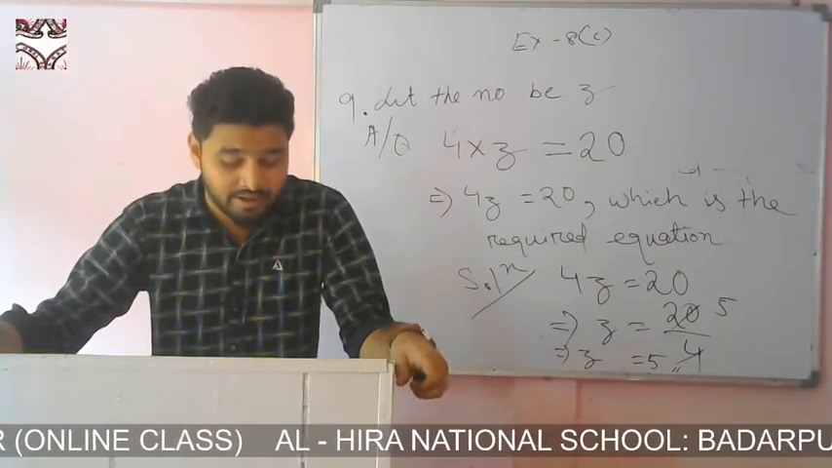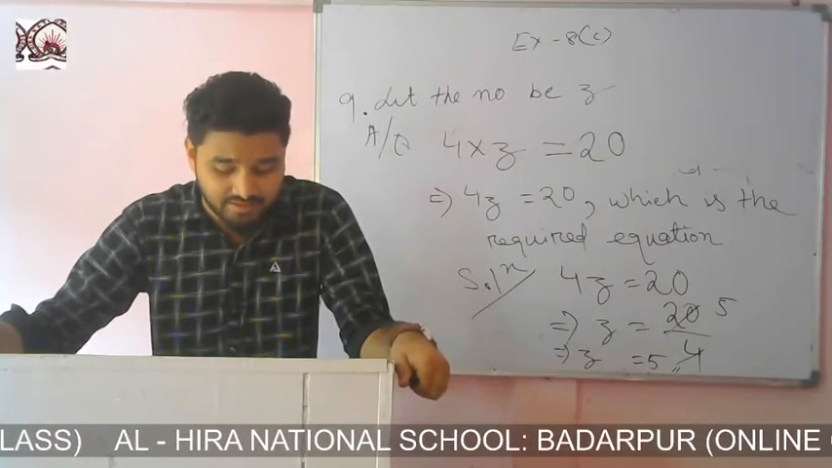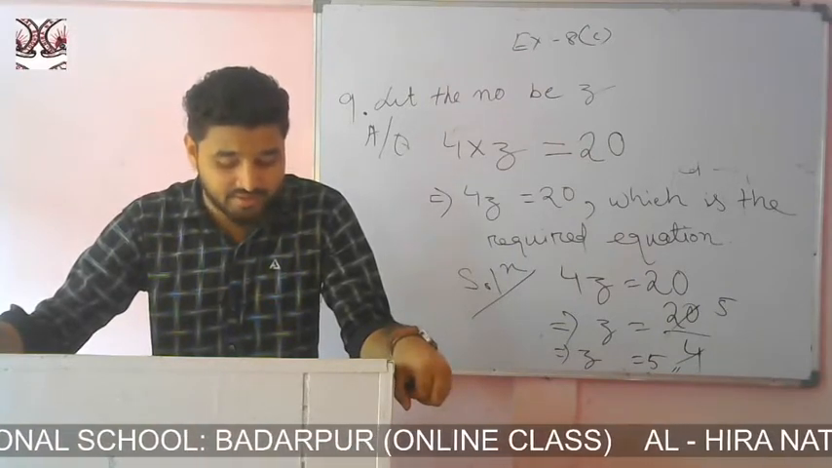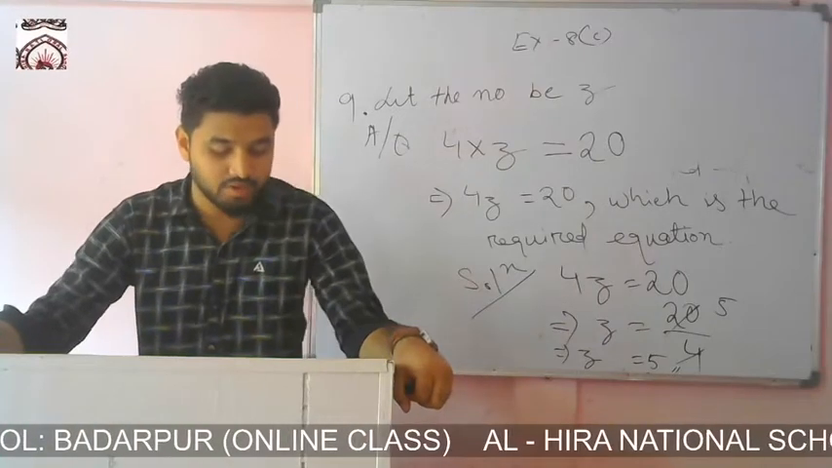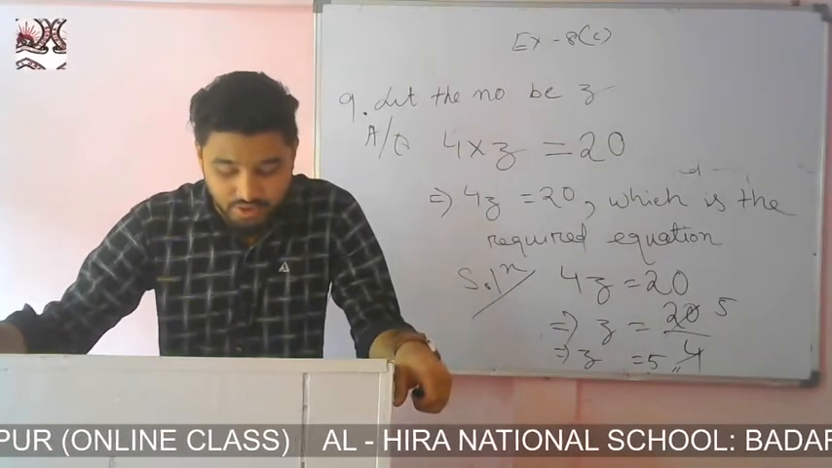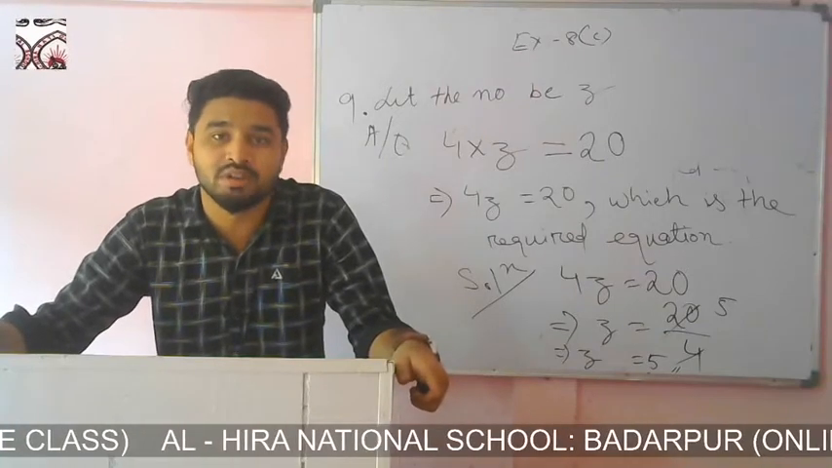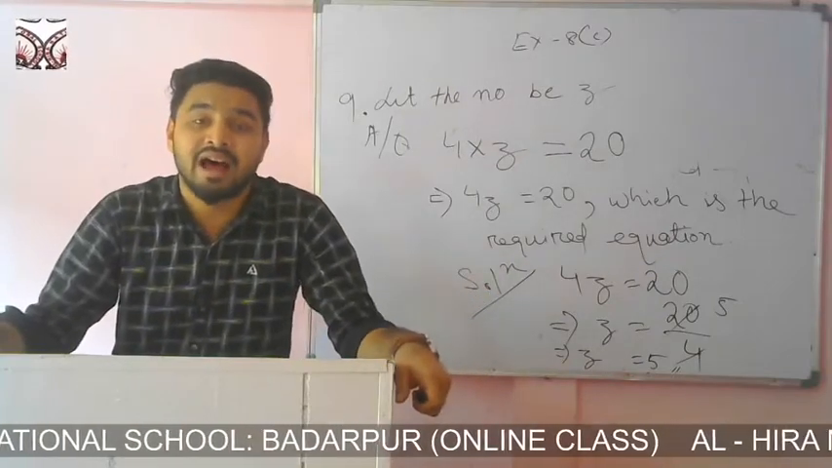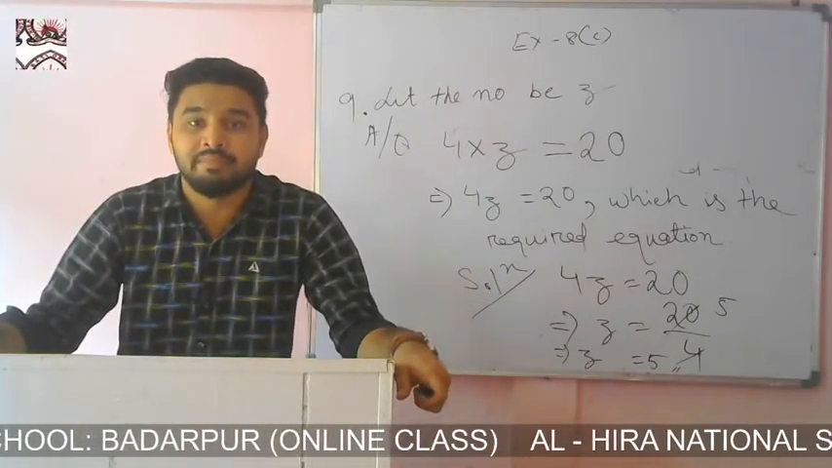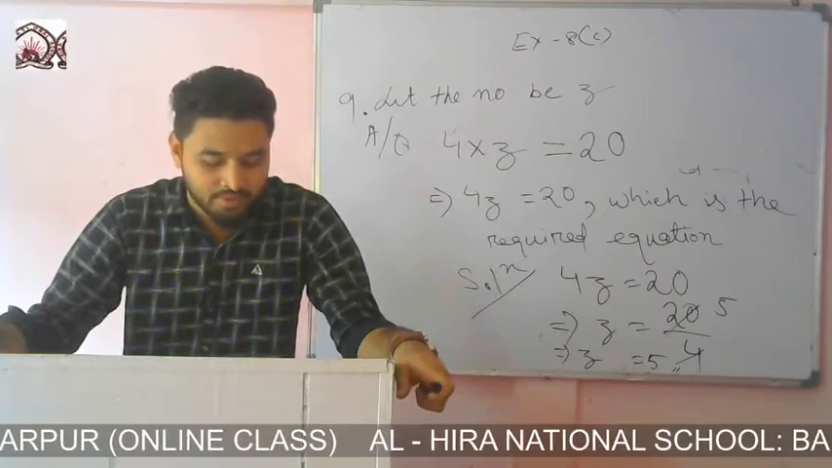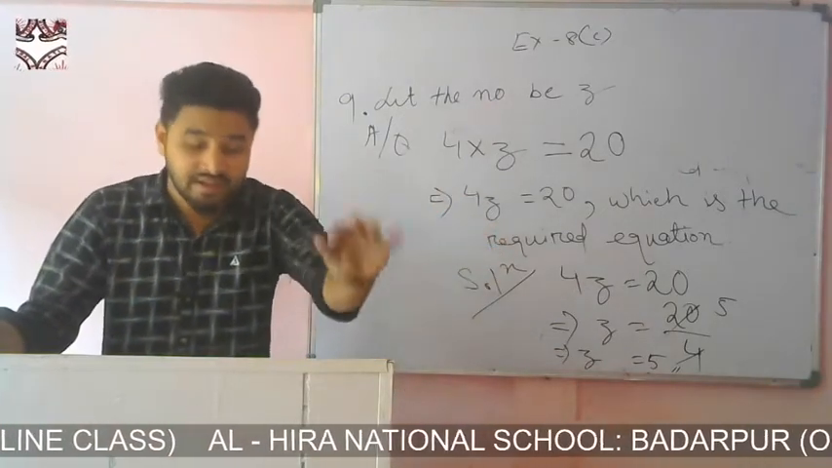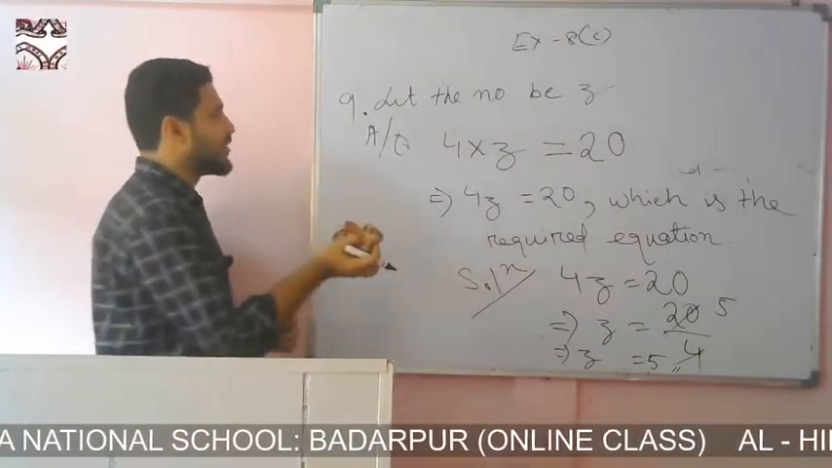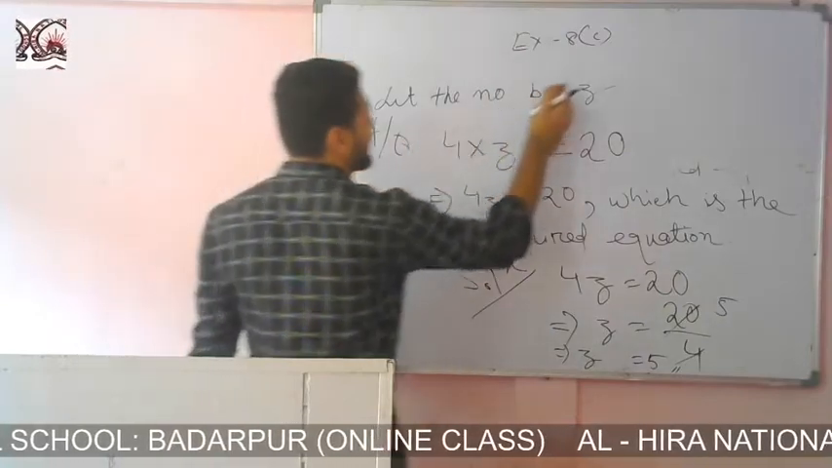Now come to question number 10. 15 less than the marks scored by Sunil is 55. How many marks did Sunil score? That means we don't know the marks of Sunil. So we let the marks of Sunil be x. After that, we subtract 15, then write equals to 55. So that will be the equation.